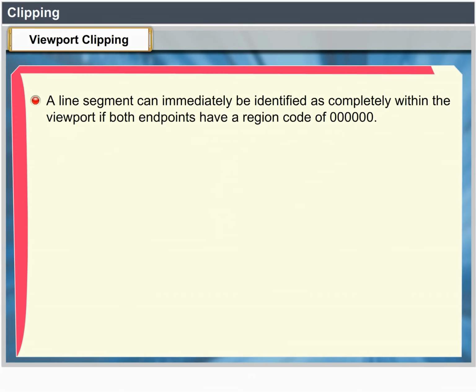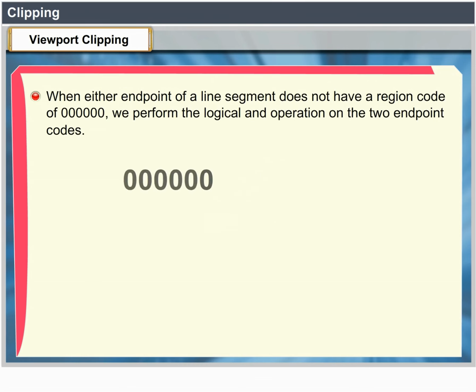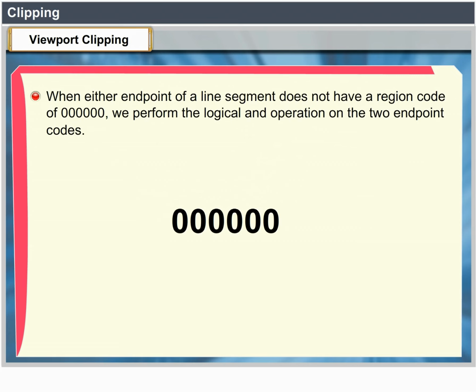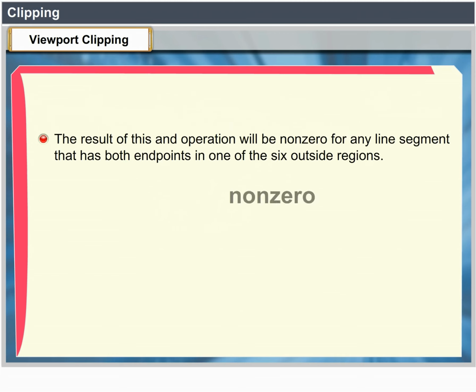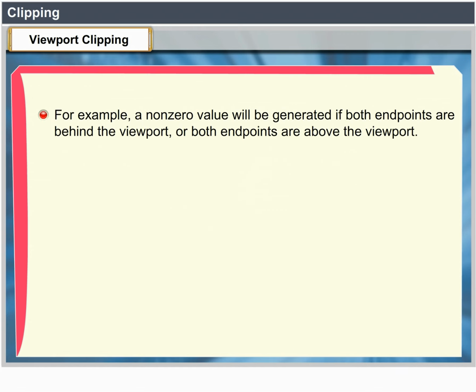A line segment can immediately be identified as completely within the viewport if both endpoints have a region code of 000000. If either endpoint of a line segment does not have a region code of 000000, we perform the logical AND operation on the two endpoint codes. The result of this AND operation will be non-zero for any line segment that has both endpoints in one of the 6 outside regions. For example, a non-zero value will be generated if both endpoints are behind the viewport or both endpoints are above the viewport.